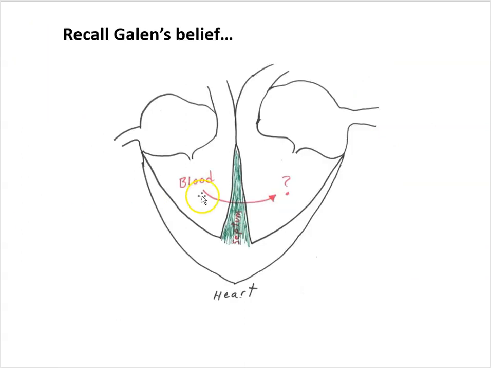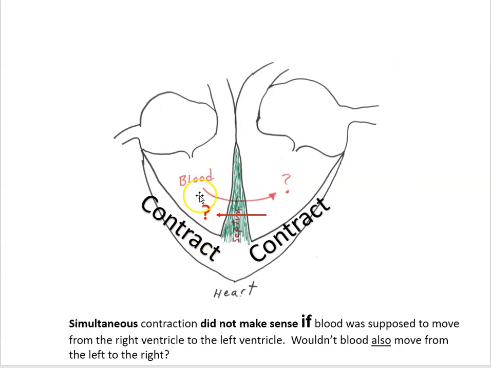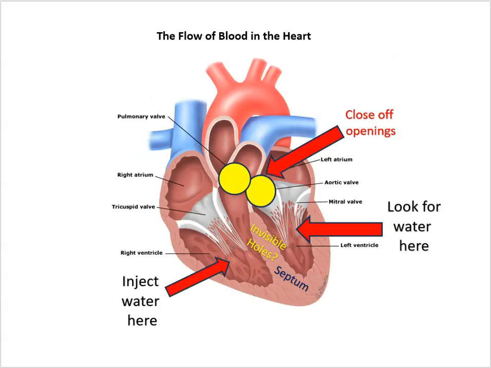Now let's return to Galen's belief that the blood could move from the right ventricle through the holes in the septum to the left. Harvey began to question this. After all, what he saw in observing a dying heart is the ventricles were contracting at the same time. Now, simultaneous contraction did not make sense if blood was supposed to just move in one direction from the right to the left, because after all, wouldn't blood also be forced from the left to the right through those same holes?